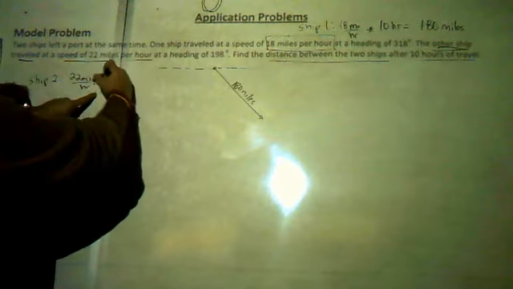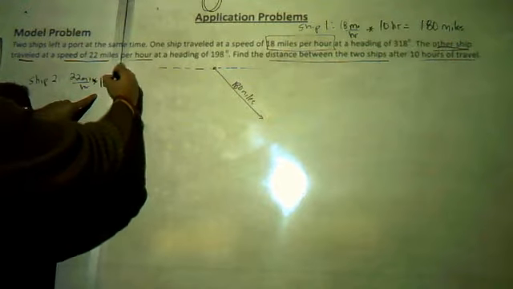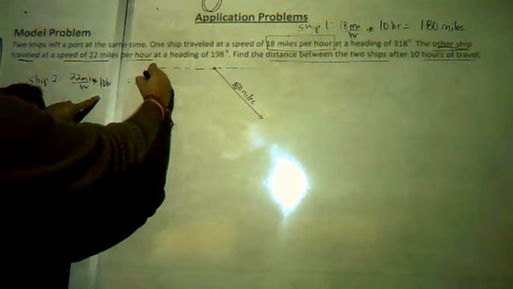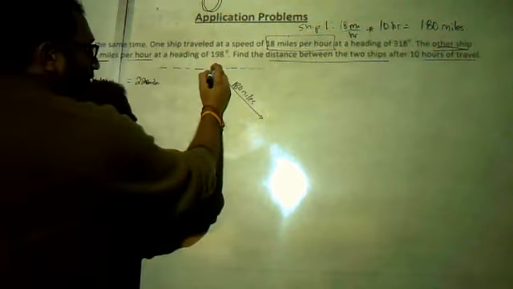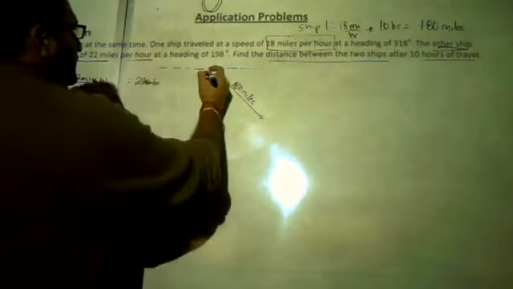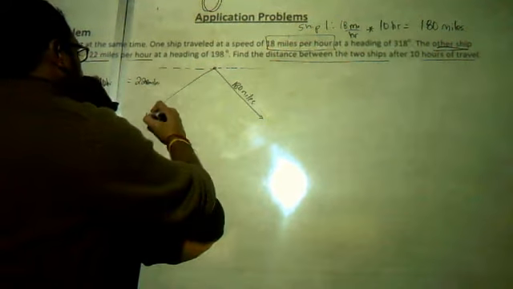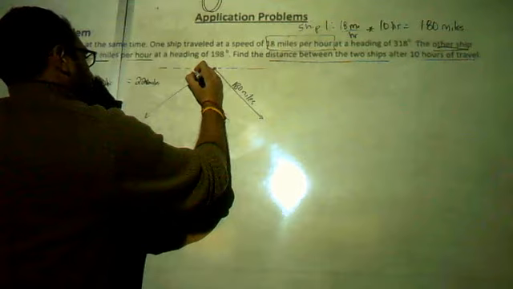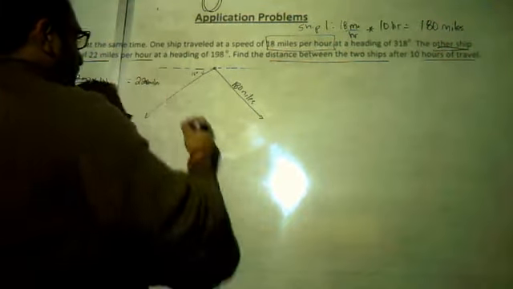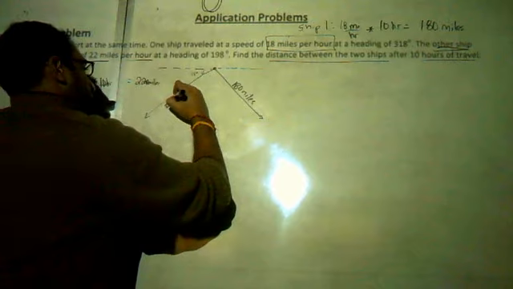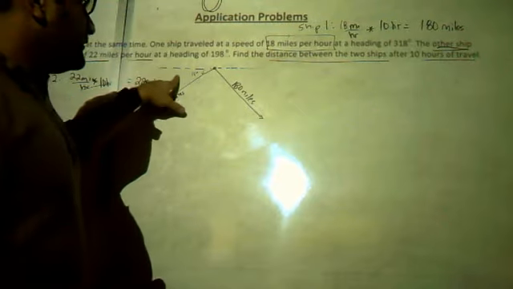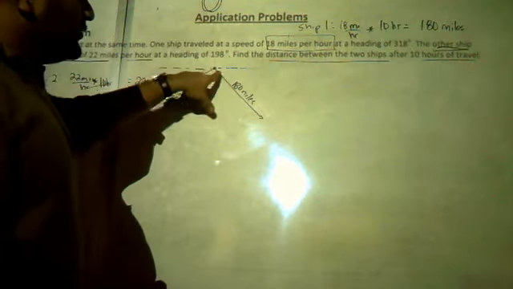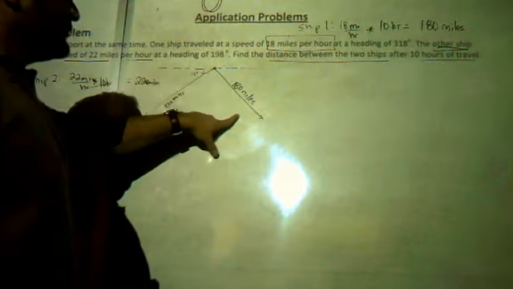So 22 miles per hour, we know that they both travel for the same amount of time. So times 10 hours, that leaves us with 220 miles that ship number 2 traveled. It says that the other ship traveled at a speed of 22 miles per hour at a heading of 198 degrees. We know that that's going to be around here. That would give us an angle of 18 degrees from the horizontal and traveled 220 miles. So ship number 2 traveled 220 miles, 18 degrees below the horizontal, and ship number 1 traveled 180 miles.